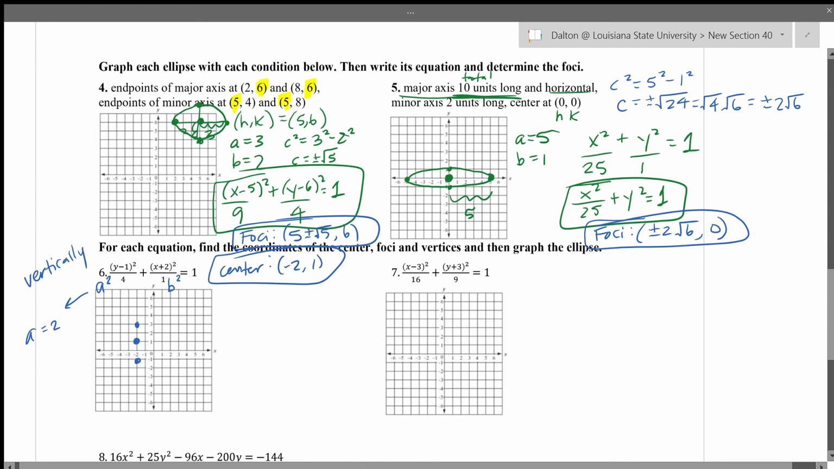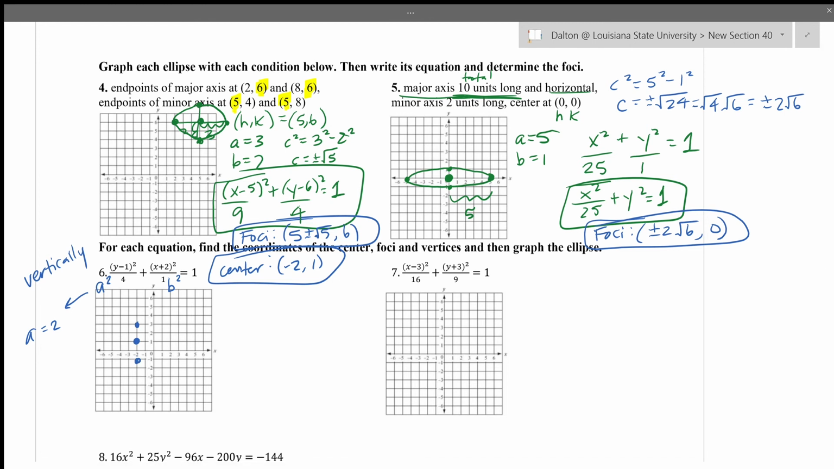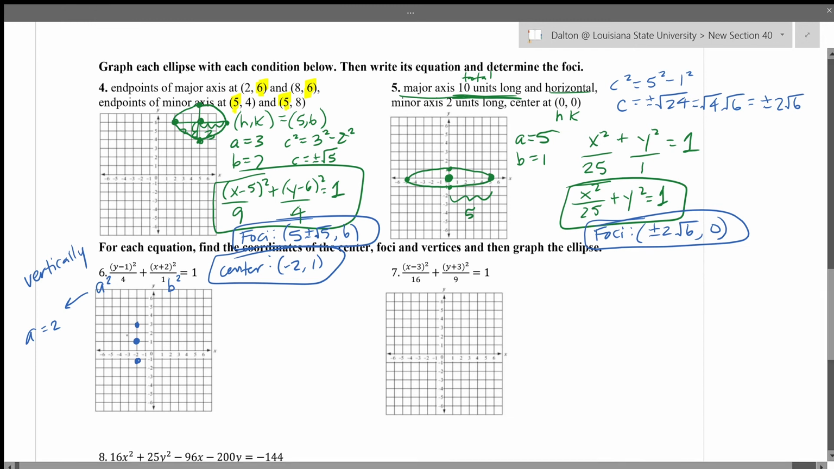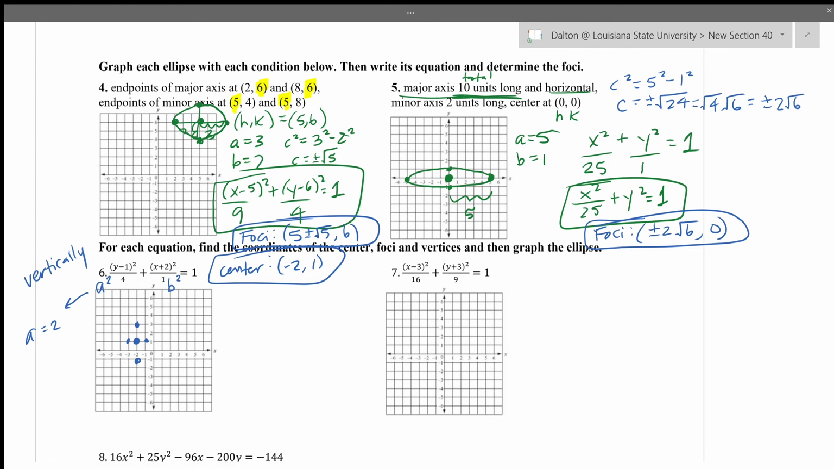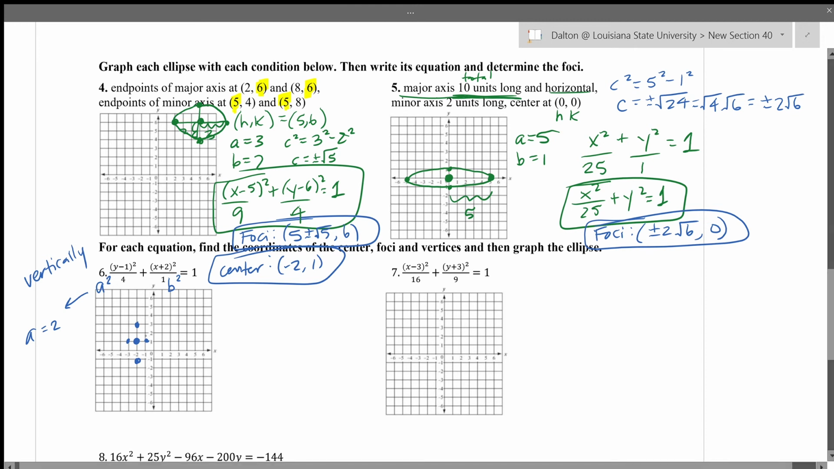And then if b squared is 1, then b is equal to 1. And in the x direction, because it's under x, we're going to go 1 to the left and 1 to the right. With me so far? And even if it's not beautiful, go ahead and connect those points to make it look kind of like an ellipse.